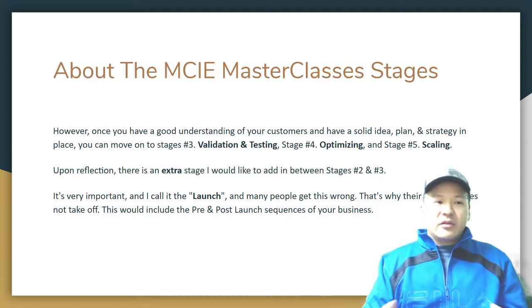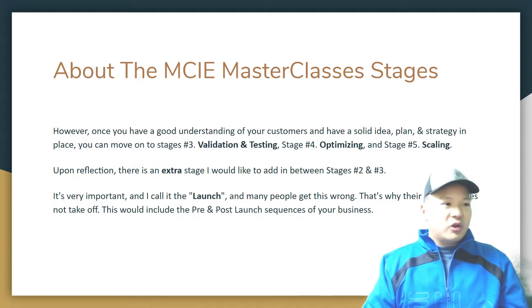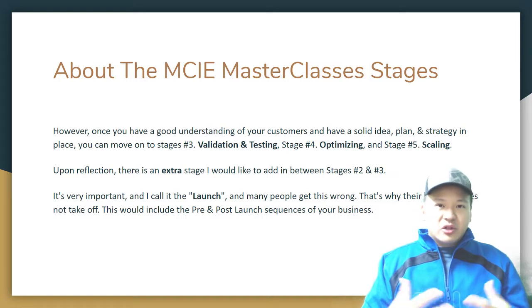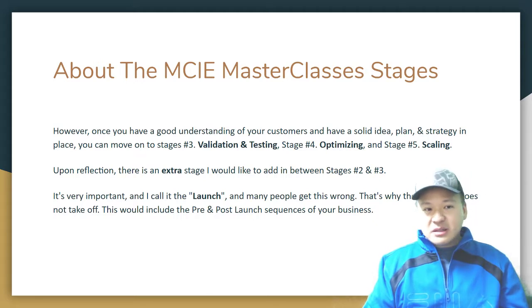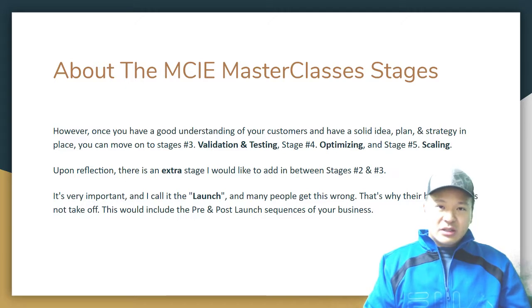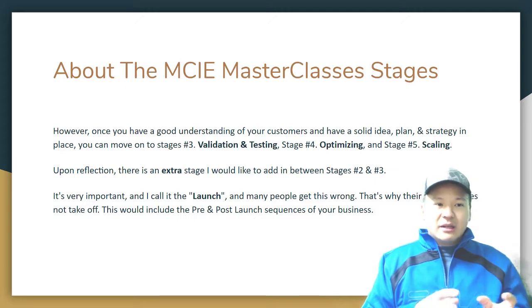Once you have a good understanding of your customers, a solid idea, and a solid strategy in place, then you can move on to stage three, which is the validation and testing stage, then stage four, the optimizing stage, and stage five, the scaling stage. So these are the five stages, actually six, because I cheated with zero, right? So 0, 1, 2, 3, 4, 5. But in between, between 2 and 3, I want to add another stage called the launch stage. And in the masterclasses, I'm going to massage it a bit and move things around.